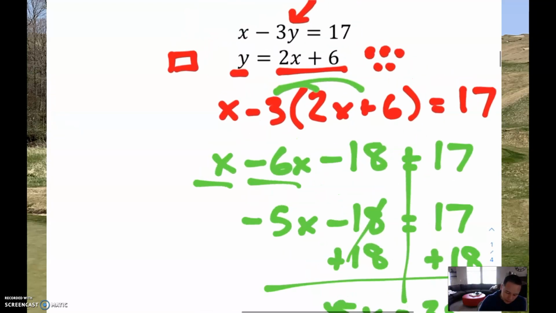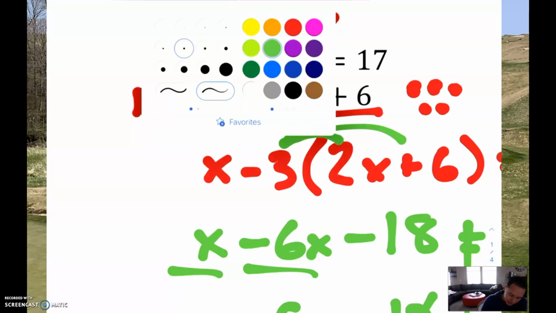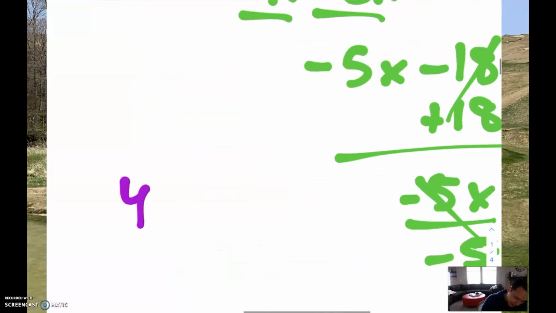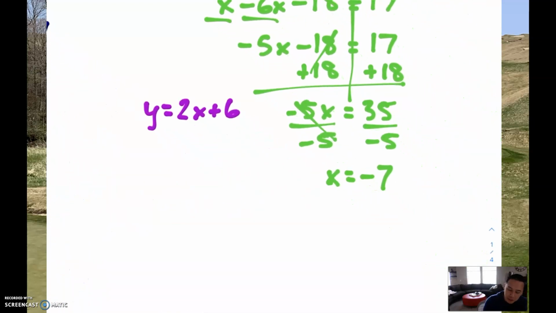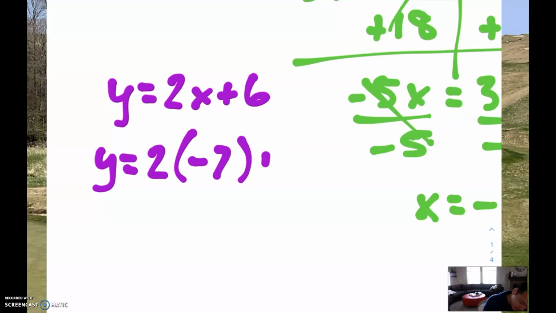So which one do you think would be easier to plug it into? The top one or the bottom one? I'd probably pick the bottom one. So y equals 2x plus 6. I'll use that one. So I'll rewrite that. y equals 2x plus 6. And now we can just substitute the value that we just found. We can replace x with negative 7. So we do y equals 2 times negative 7 plus 6.